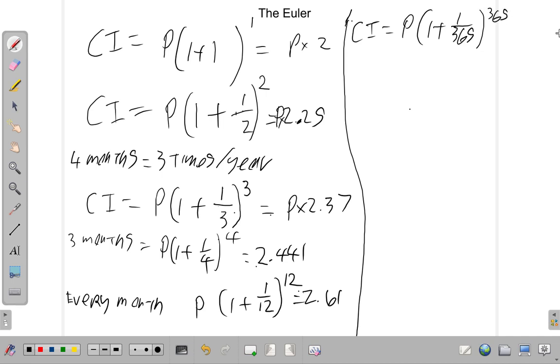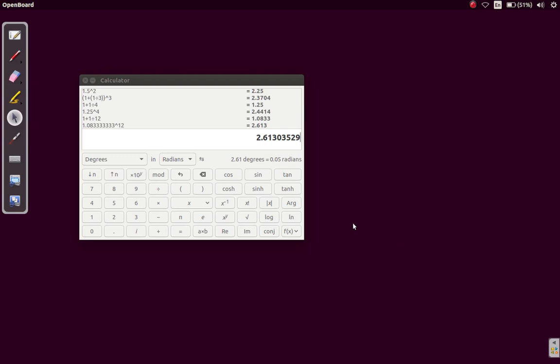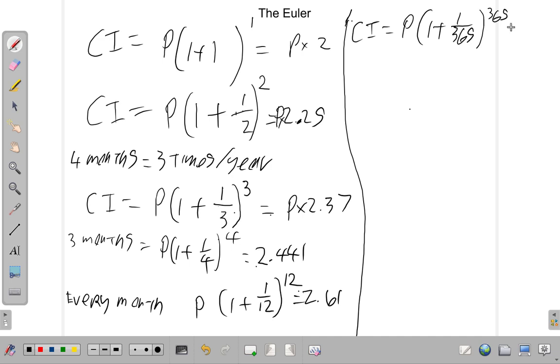So let's see what happens in this case. What you have is 1 plus 1 over 365, and that is raised to the power of 365, equals 2.7145, call it 2.715. So you have 2.715.